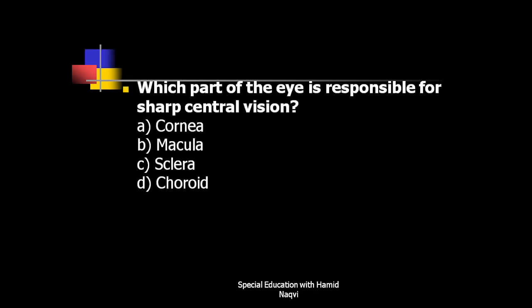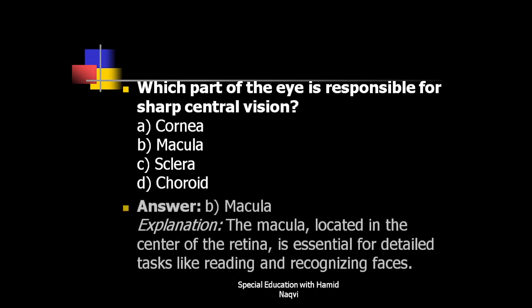Which part of the eye is responsible for sharp central vision? Cornea, macula, sclera, choroid. Answer is macula. The macula located in the center of the retina is essential for detailed tasks like reading and recognizing faces.